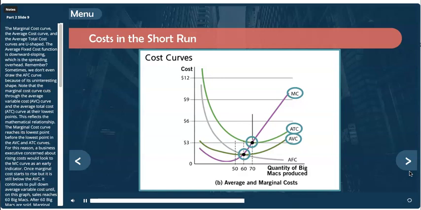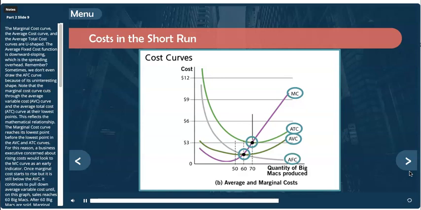However, when you look at the ATC, it continues to fall until 70 Big Macs are sold. Why does average total cost fall while MC and AVC are rising? The answer aligns with the average fixed cost, the AFC curve.